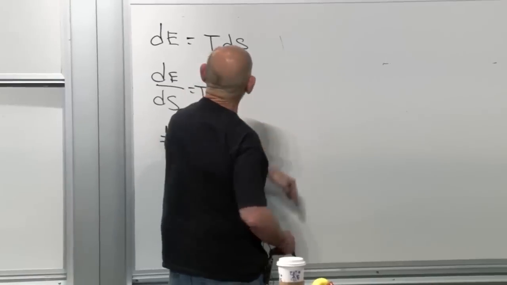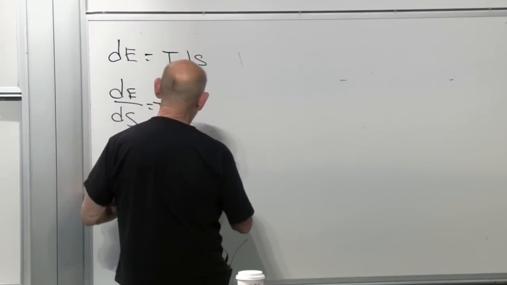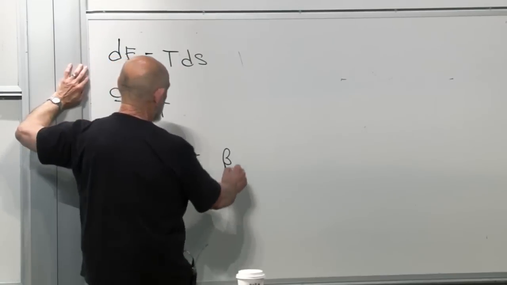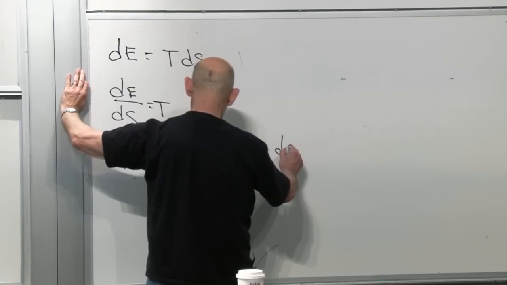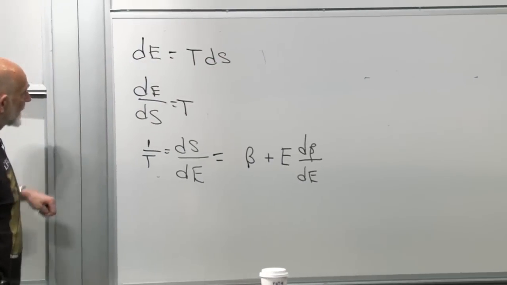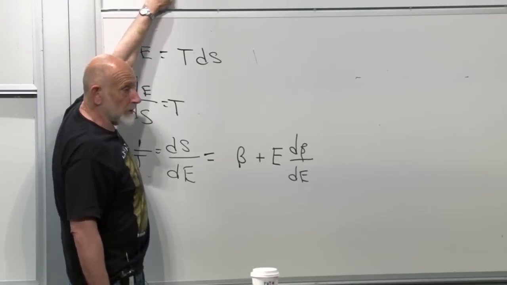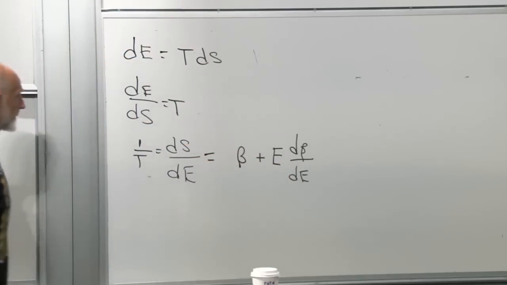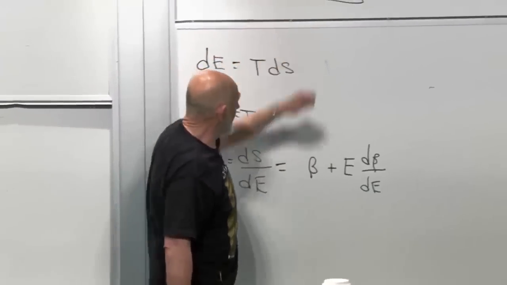So there are two terms from the first term. dS by dE is equal to beta plus E times d beta by dE. Does everybody see what I did? I differentiated this with respect to energy, and I got beta. That's one term. And the other term is the energy times d beta by dE. Everybody with me? Next term, this one over here.